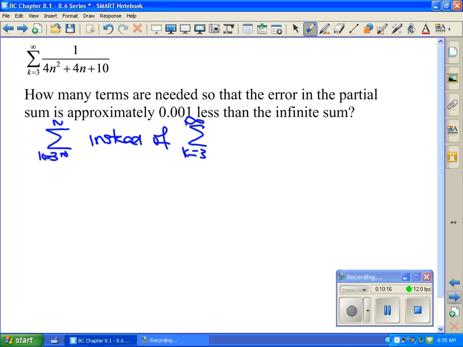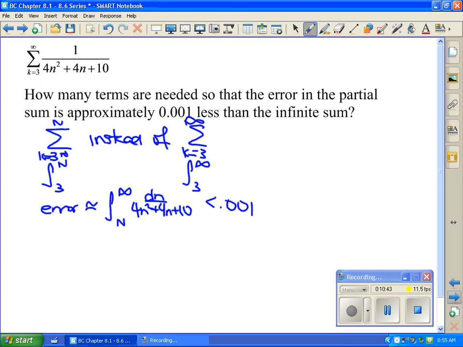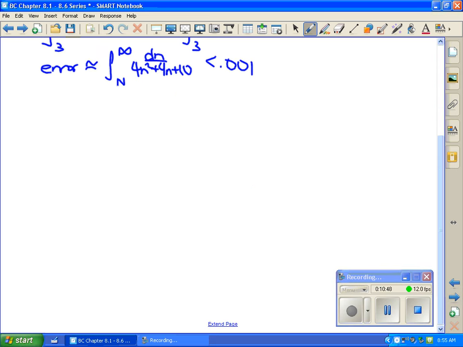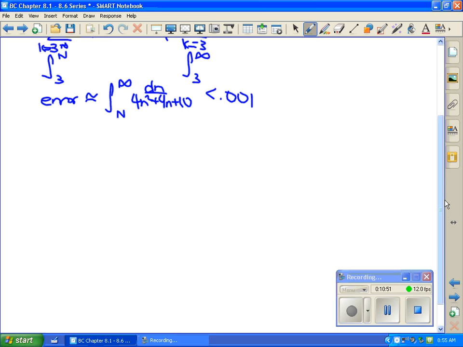So integral error, what we did was, since this was equal to the integral from 3 to n, and this is the integral from 3 to infinity, then the difference between that would be the integral from n to infinity. So I want my error, which is approximately equal to the integral from n to infinity of dn over 4n squared plus 4n plus 10. And I need that error to be less than 0.001. Now this isn't a way to calculate the exact error because we don't know what the exact sum is, but it's an approximation using the integral.